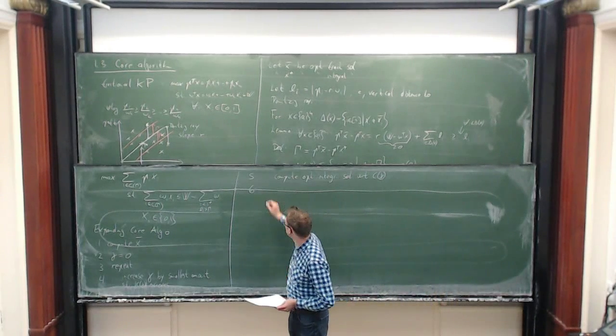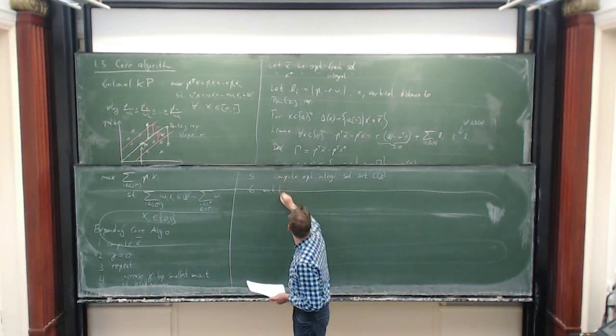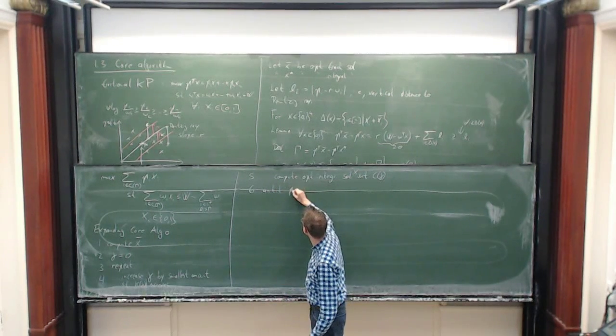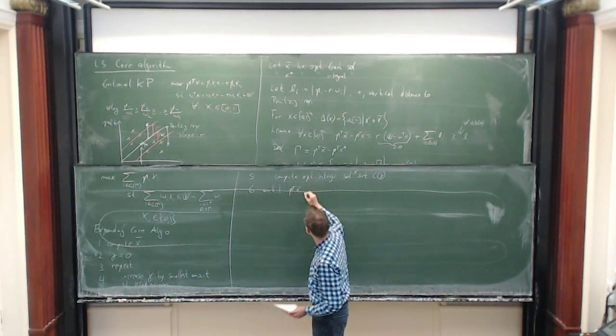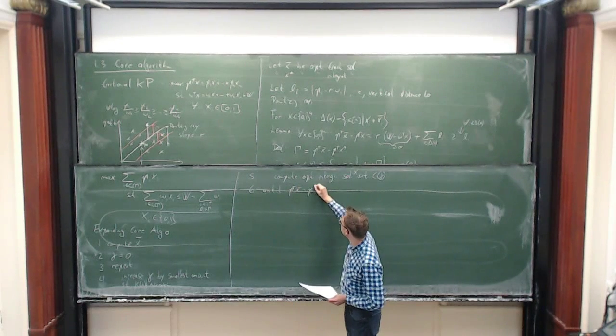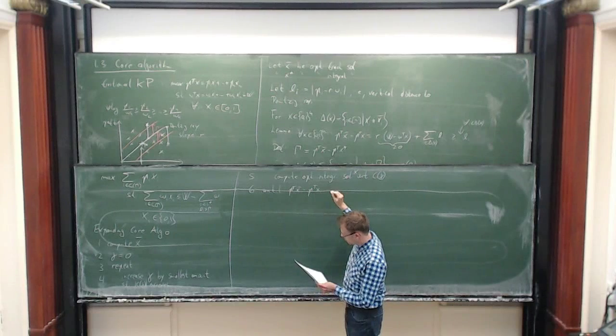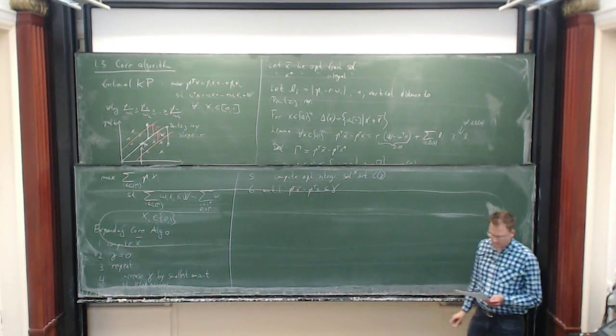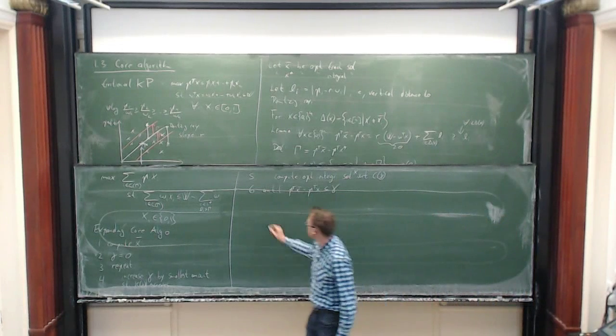Yeah, and when do we stop? Let me call this x. Well, we stop once the gap between the optimal fractional solution and x is at most small gamma. And then we return x.